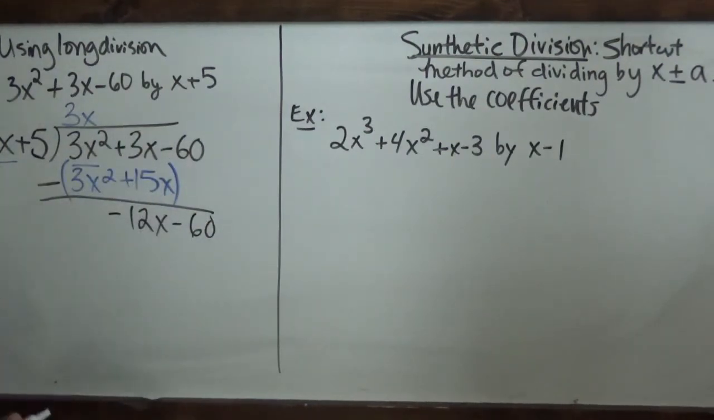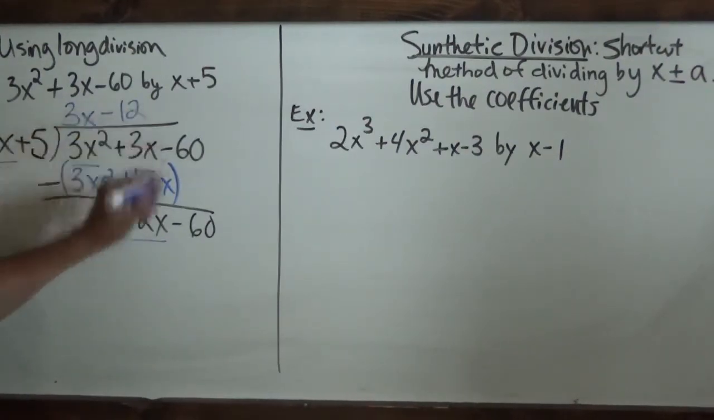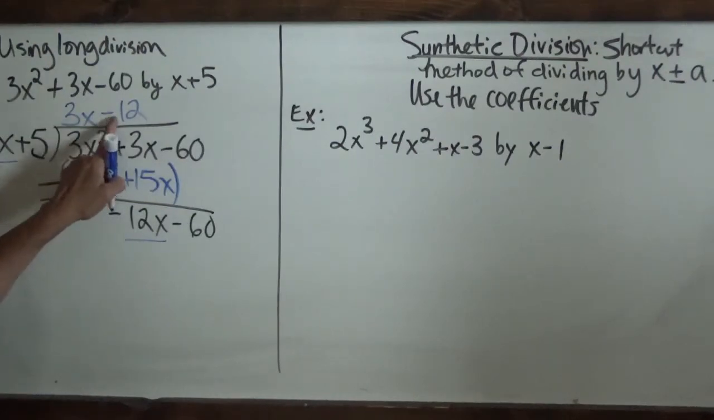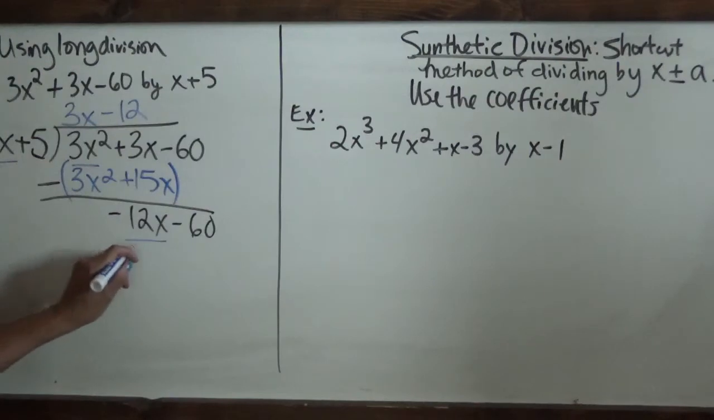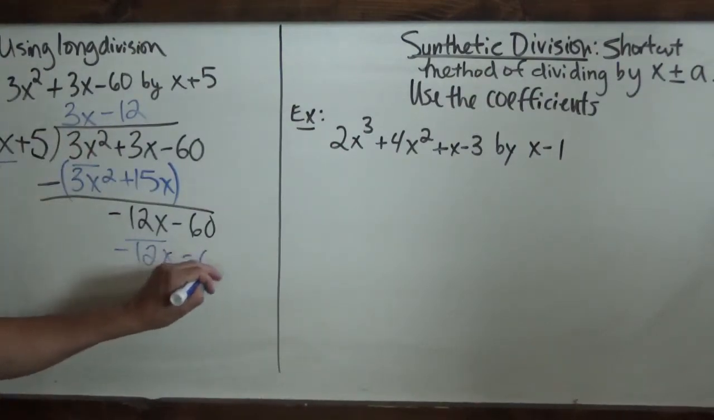Alright, we're going to repeat the whole process again. X now is going into negative 12x. So x times what to give me a negative 12x? Well, we need a negative 12. What do we do with the negative 12? We multiply it by both these things on the outside. Negative 12 times x is negative 12x. Negative 12 times 5 is negative 60.